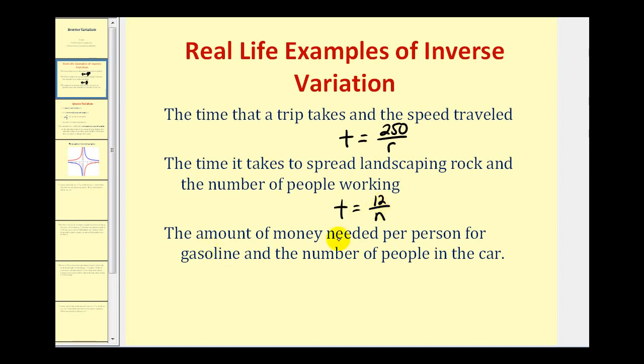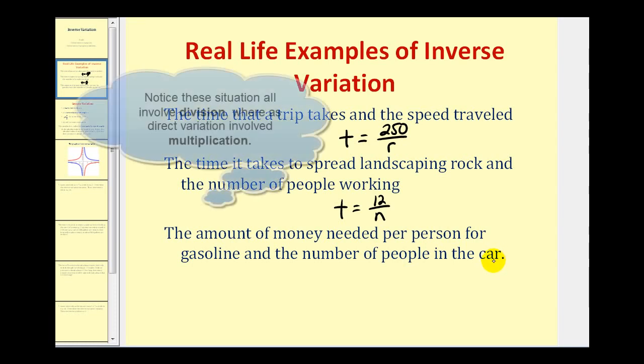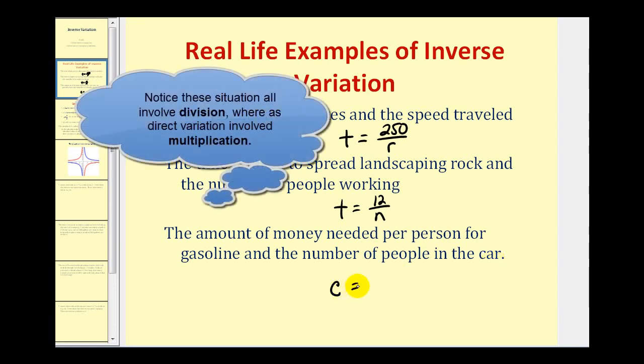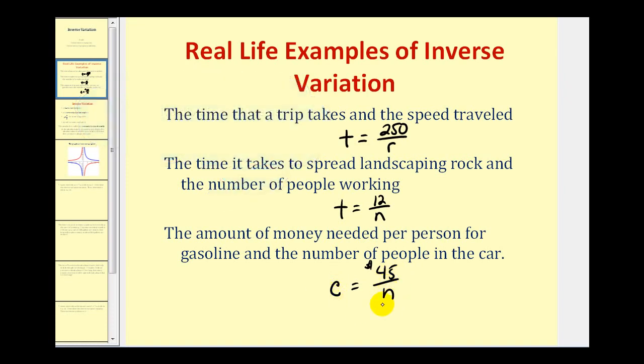And then lastly, the amount of money needed per person for gasoline and the number of people in the car. So for example, if we know that it's going to cost $45 worth of gas to go on a trip, the cost per person, C, would be equal to $45 divided by the number of people in the car. So notice that as n increases, the total cost would decrease. This is an example of inverse variation.